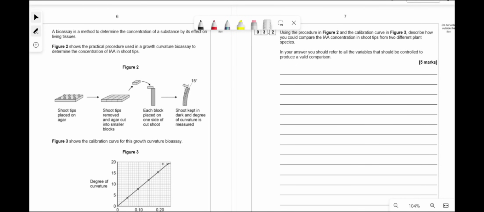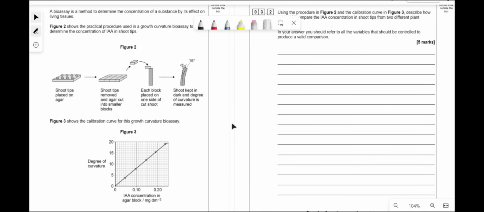So we need to think about everything that we need to control to do this. In order to make this a valid comparison, we need to think about the factors that essentially will affect the concentration of IAA. So first of all, if we have a massive tip size, that's going to have loads more IAA production compared to a tiny one. So we need to control the tip size. As well as that, we should probably also control the shoot size, sorry. So shoot and tip size.